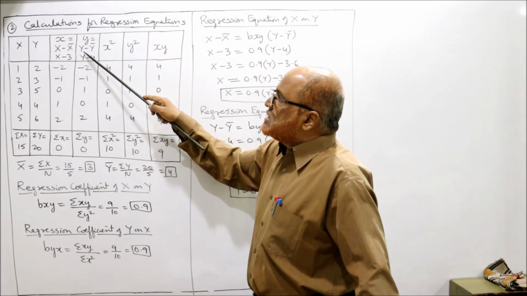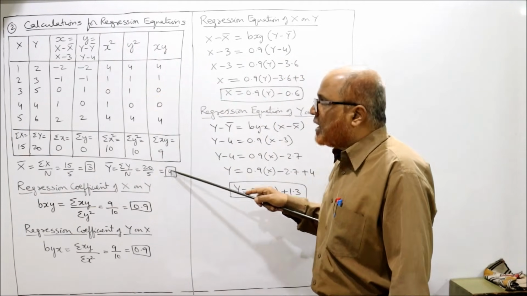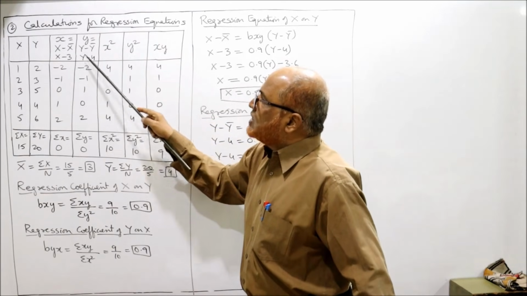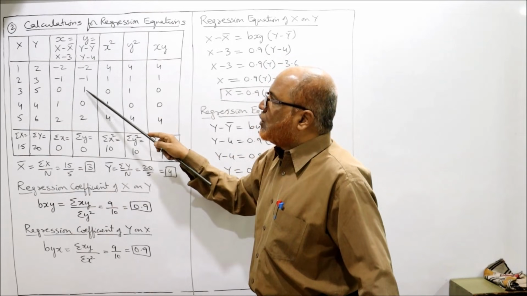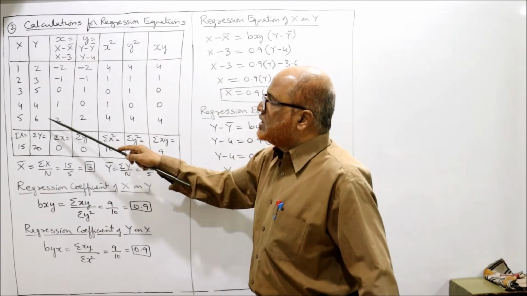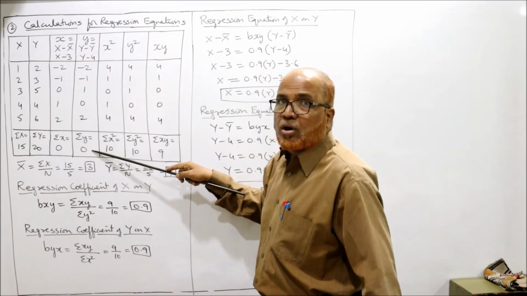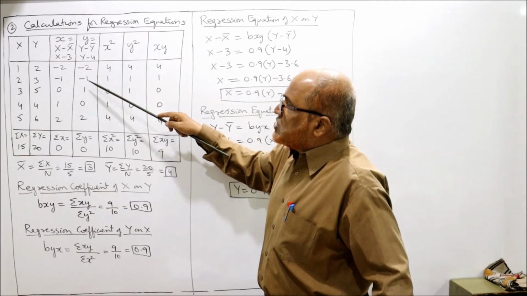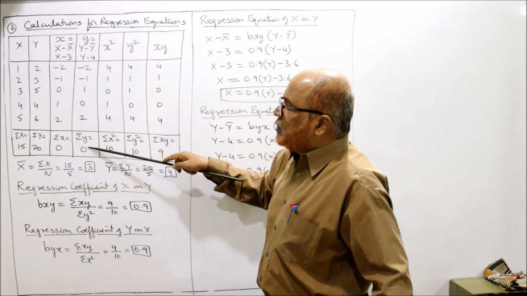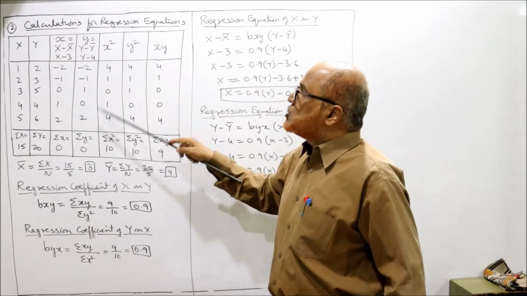Now small y is equal to capital Y minus y bar. Capital Y minus 4, since y bar is 4. So 2 minus 4 is minus 2. 3 minus 4 is minus 1. 5 minus 4 is 1. 4 minus 4 is 0. 6 minus 4 is 2. Again check whether you are getting 0 or not. You must get it. So minus 2, minus 1, plus 1, plus 2. You are getting 0. We are correct. Our calculations are correct. Now we can square.